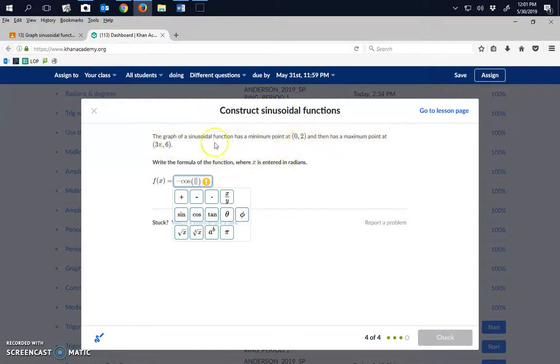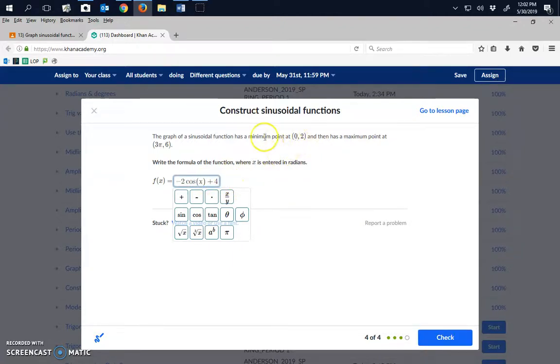Okay, so we have the minimum and the maximum. We do not have the midline. The midline number between 2 and 6 would be 4. So plus 4 is our midline point, and we have an amplitude of 2, because 2 plus 2 is 4, plus 2 is 6. The last thing we need to figure out is our period.